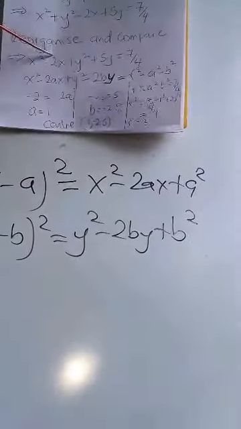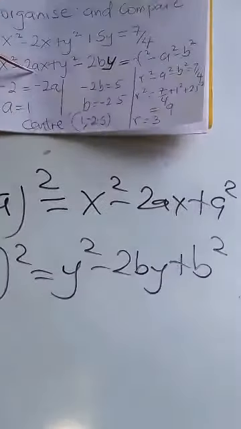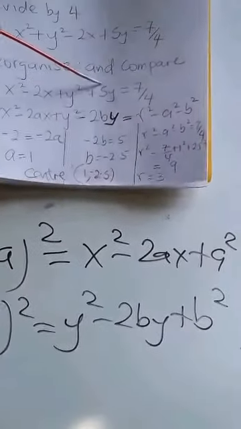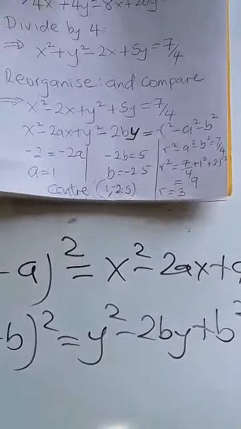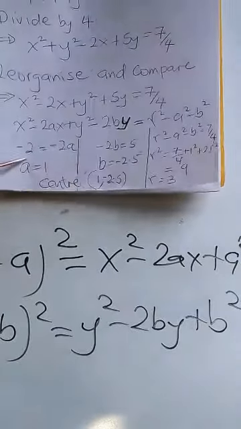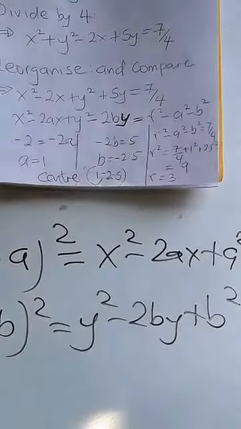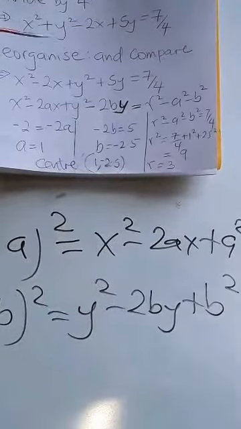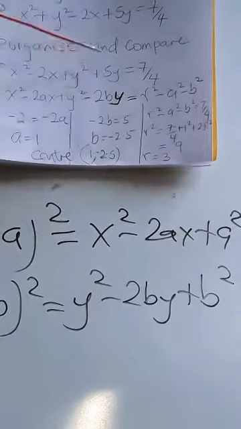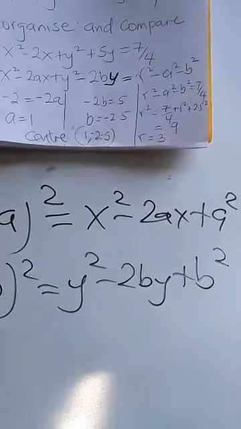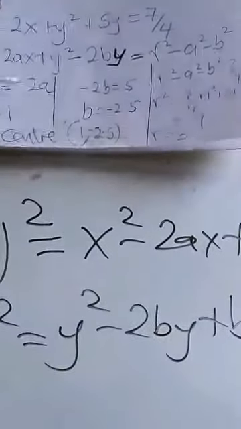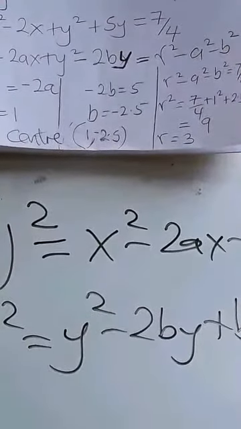So now you compare the coefficient of x. In this case, the coefficient of x is negative 2 compared to minus 2a. And the coefficient of y is 5 compared to minus 2b. Alright, so once you compare, you get that minus 2 is equal to minus 2a, therefore a is 1. Then minus 2b is equal to 5, therefore b is negative 2.5.